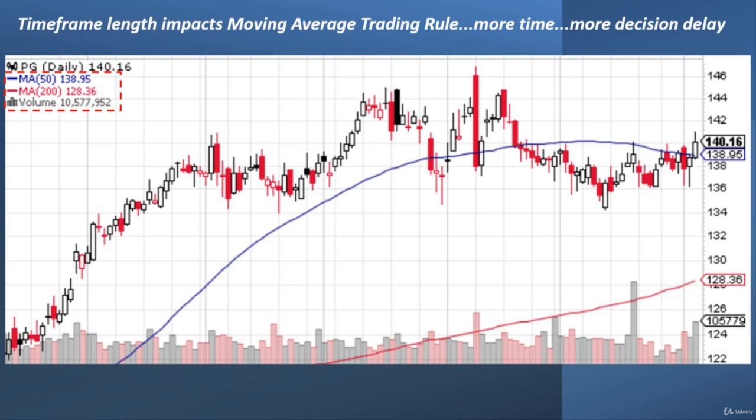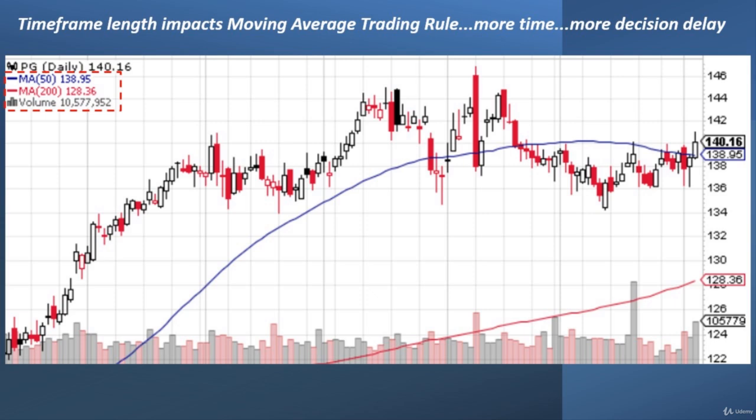That gives you conflicting messages, right? And that can happen. So that time frame length can really impact that. The more time you have, the more the decision would be delayed as far as making a change, and you want to take that into consideration. And again, you can use this with other filters. You can use this with other indicators to decide what you want to do.